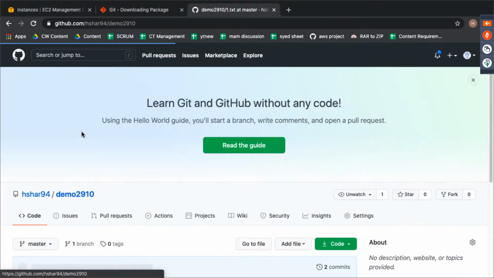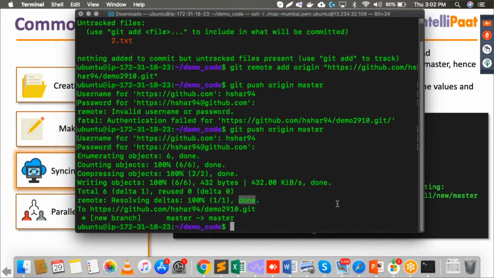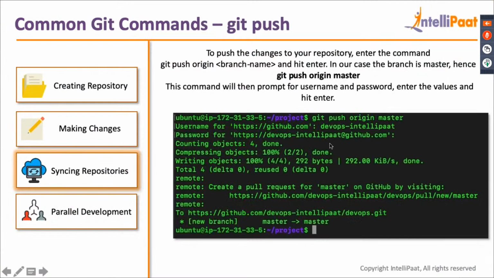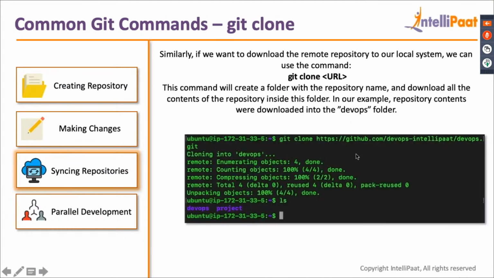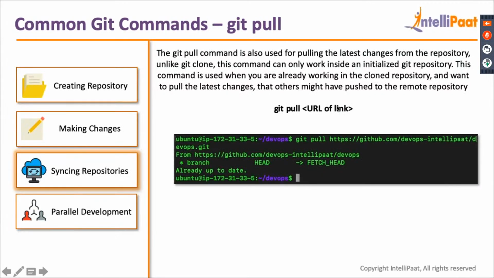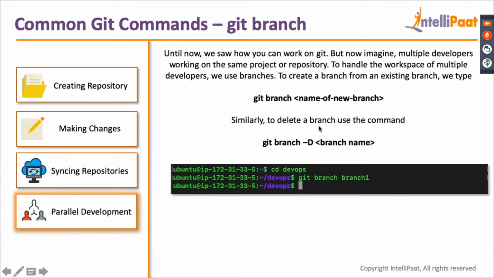So guys, this is how you can upload your code to GitHub by using the command git push origin master. Then if you want to copy the code from any repository to your system, let's say there is some friend of yours and that friend wants to copy the code on his system and then work on it, the command would be git clone and then the URL. And in case your friend has made some changes and you want to pull those changes in your system, the command will be git pull.